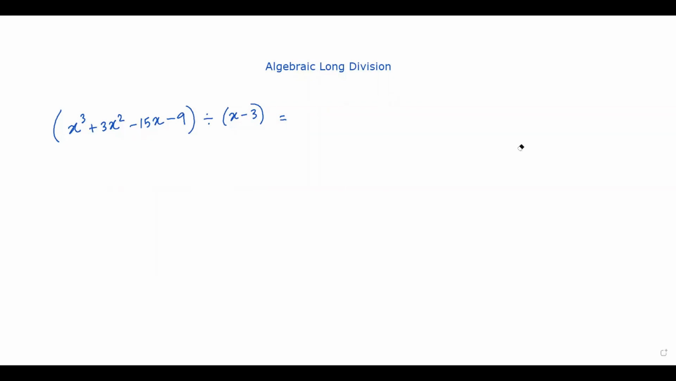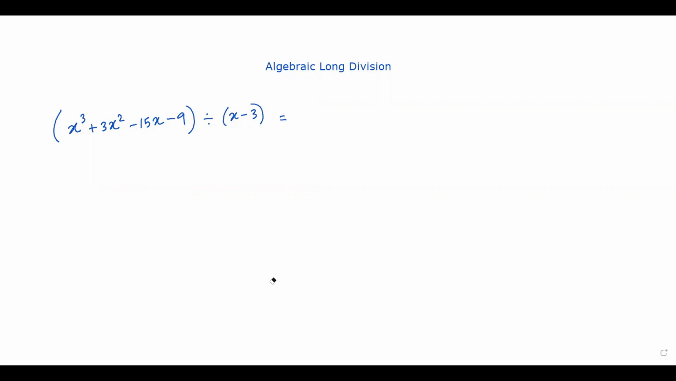In this video, we are going to look at algebraic long division. Now, before you start your algebraic long division questions, there are a few things that you need to remember. Always make sure that you have plenty of space to do your question. Make sure to write clearly and neatly, so you will not get lost in your own work.